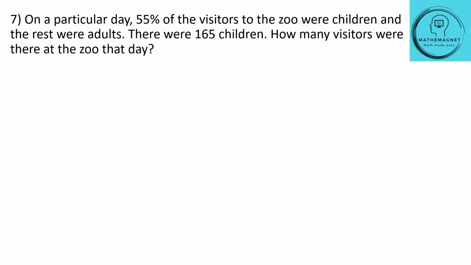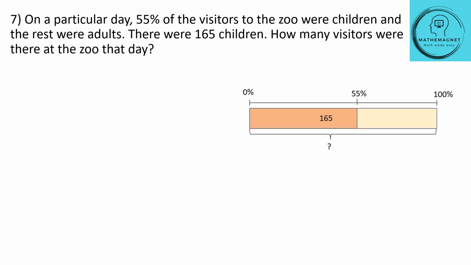The next question, question number 7. On a particular day, 55% of the visitors to the zoo were children and the rest were adults. There were 165 children. How many visitors were there at the zoo that day? Now here they are saying 55% of the visitors at the zoo were children and that was equal to 165. So how many people were there in total at the zoo on that particular day?